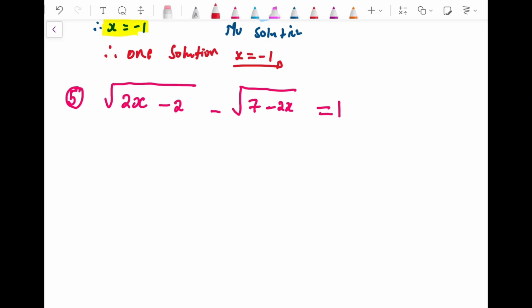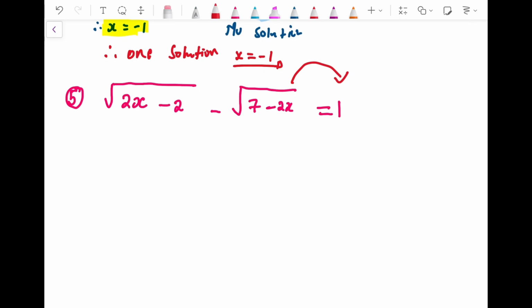Number 5, we are given the square root of 2x minus 2 minus the square root of 7 minus 2x is equal to 1. Here it is impossible to separate without having square roots on both sides. So I am going to separate, but on both sides we are going to have a square root, because it is more difficult to square on both sides while we have 2 square roots on the left.